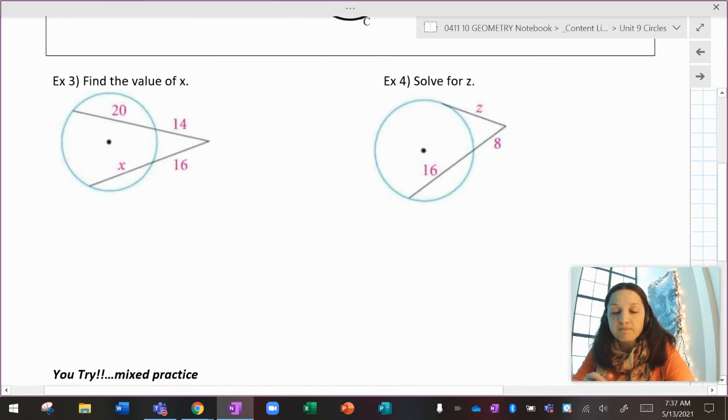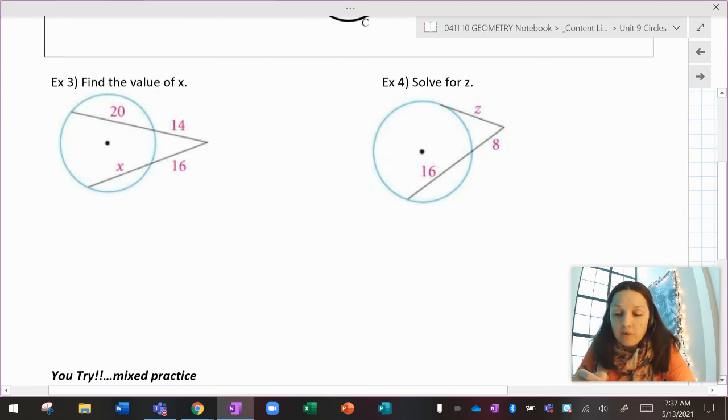And now we'll do some practice. All right, find the value of x. This is a secant. That's a secant. So we are going to do outside times whole here.